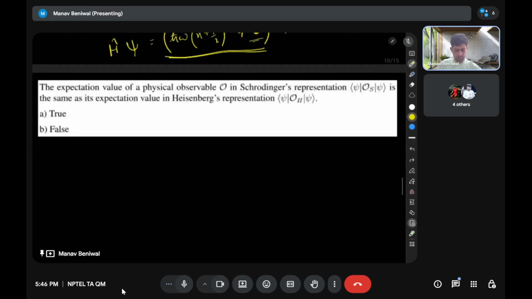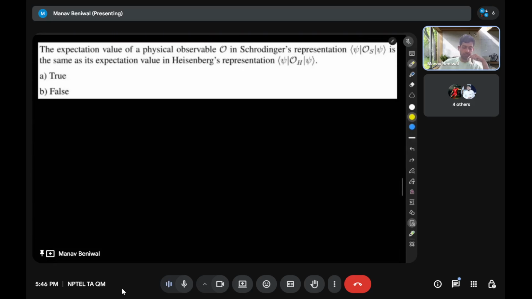So final problem, which is a very straightforward one. True or false? The expectation value of a physical observable O, for example energy or momentum. It is given that in Schrodinger's representation, it is this, and its expectation value in Heisenberg's representation is this. So the problem is either they are same or different. The question says that they are same and asks if this statement is true or false. So is it true or false?